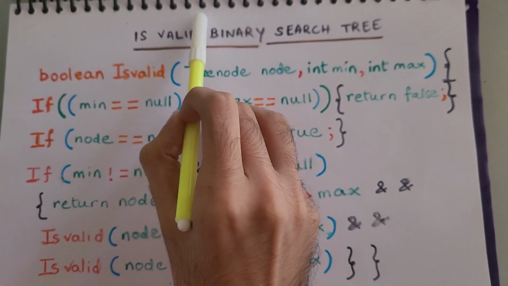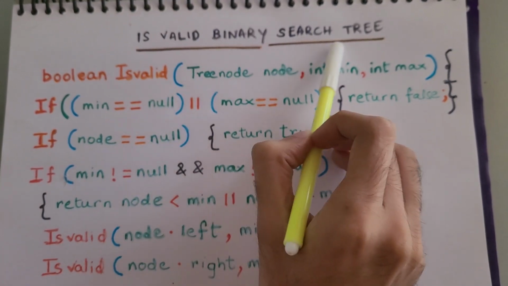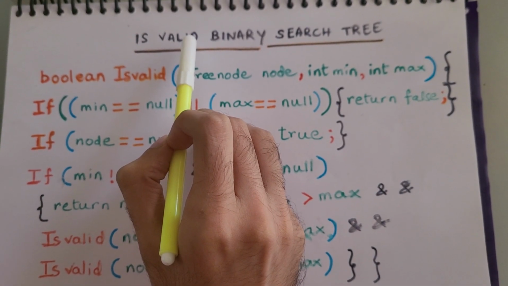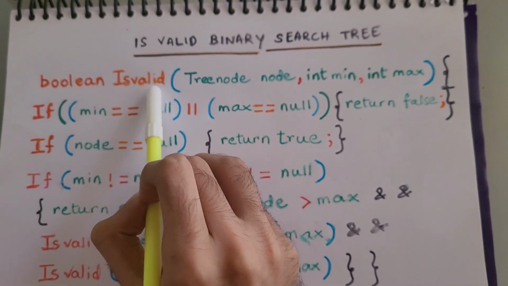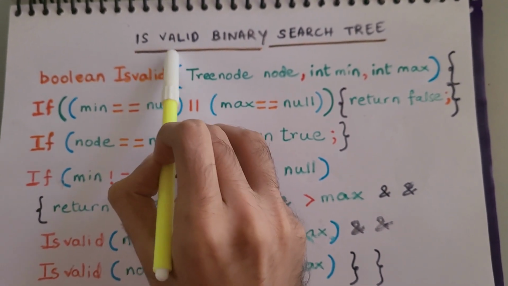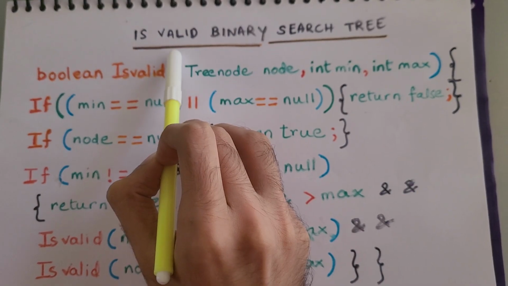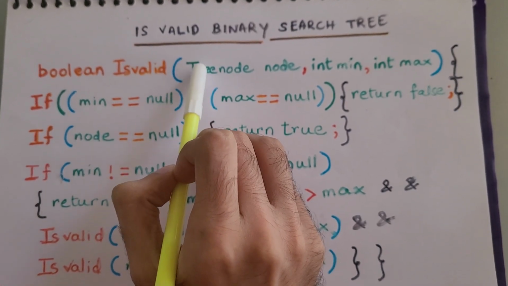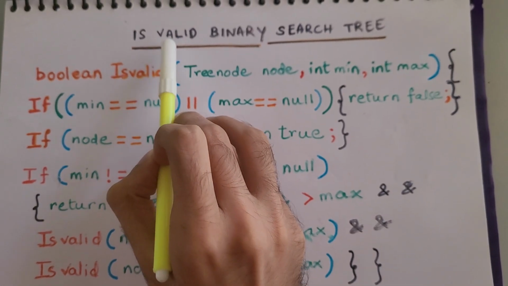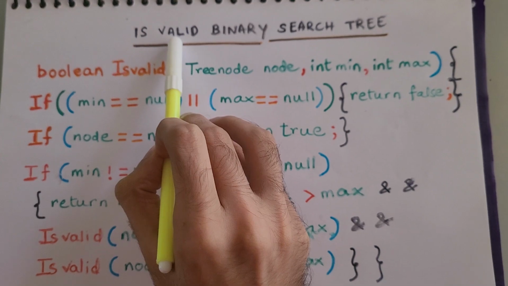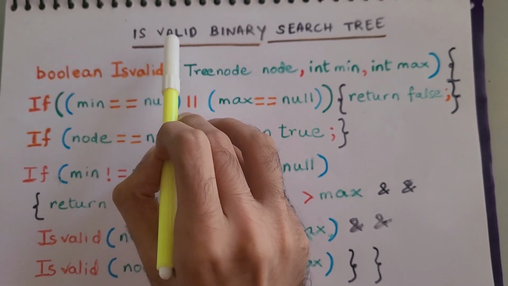For all the nodes in a binary search tree, a binary search tree is said to be valid when all the nodes on the left hand side of a particular node have a value smaller than that particular node, and all the values on the right half of that particular node have a value larger than this particular node. This property holds true for all the nodes in the binary search tree.